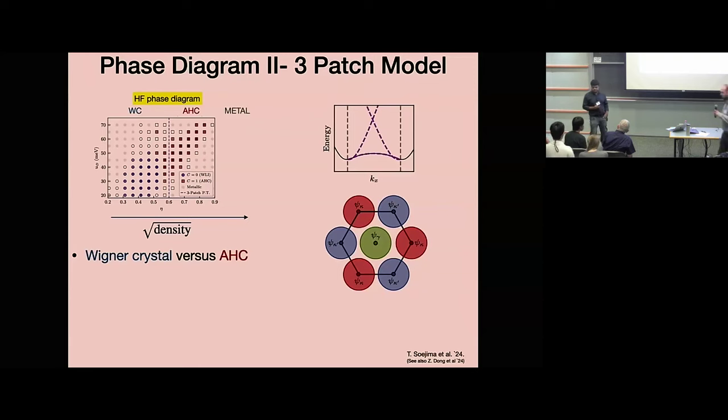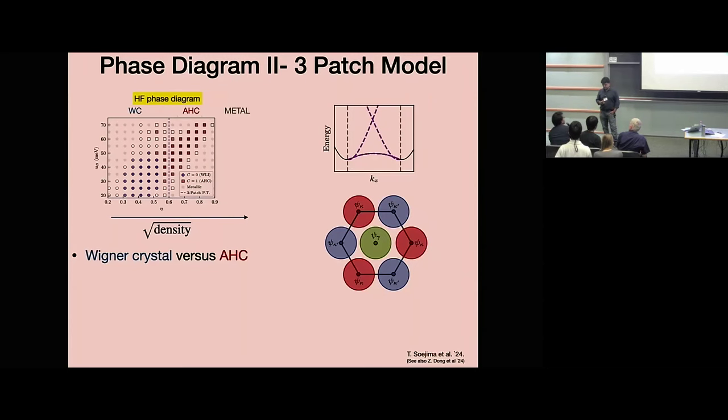Yeah. One last quick question, and we'll break for coffee. My quick question would be, do you have any idea about whether a magnetic field would stabilize this even more? Whether there'd be some interesting competition between a possible Hall crystal and the anomalous Hall crystal?